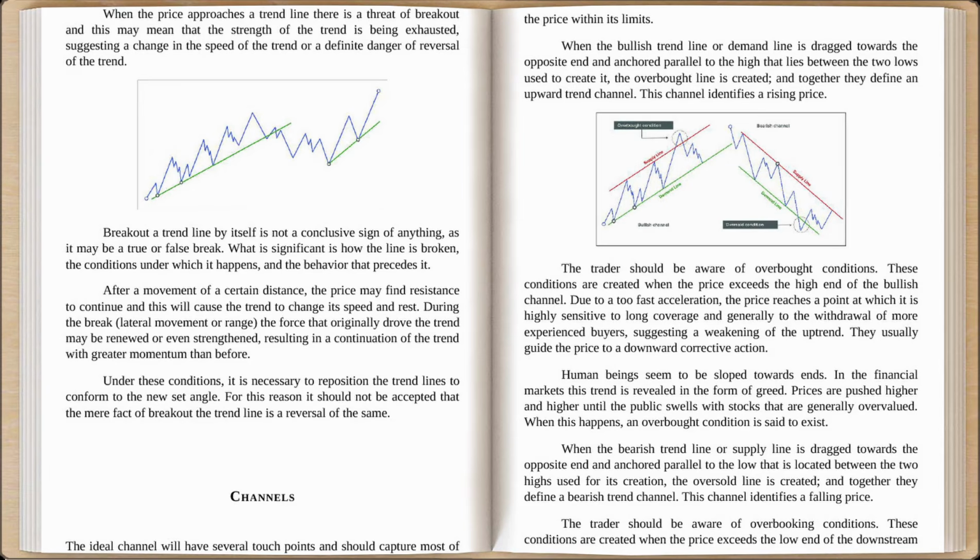When the price approaches a trend line, there is a threat of breakout, and this may mean that the strength of the trend is being exhausted, suggesting a change in the speed of the trend or a definite danger of reversal of the trend. Breaking a trend line by itself is not a conclusive sign of anything, as it may be a true or false break. What is significant is how the line is broken, the conditions under which it happens, and the behavior that precedes it.